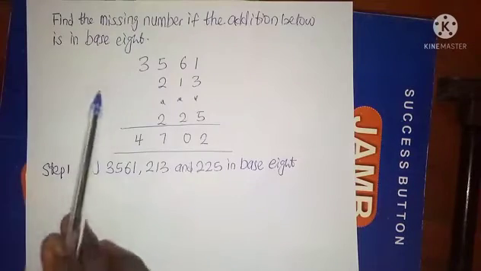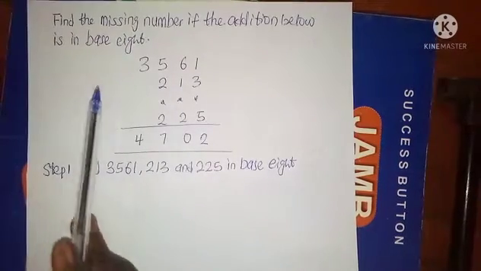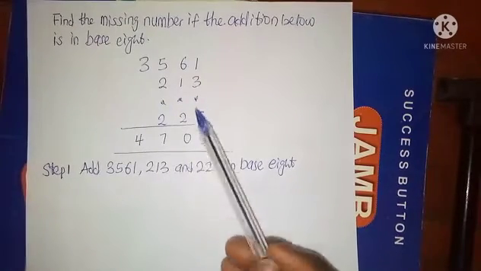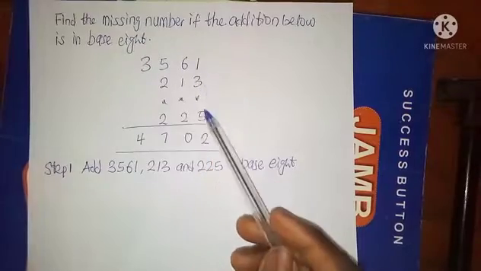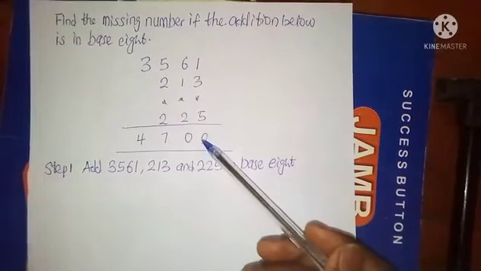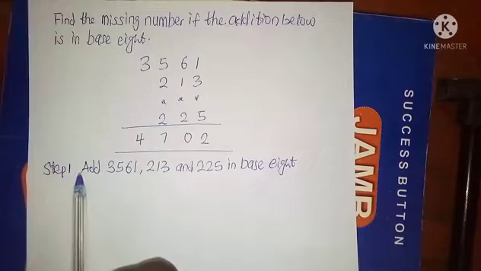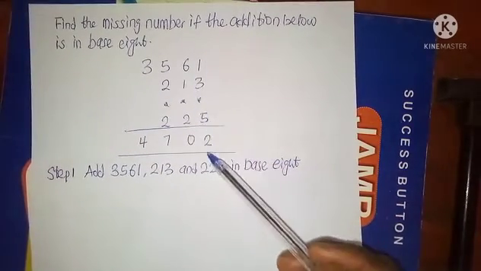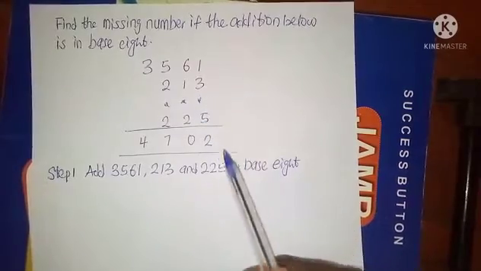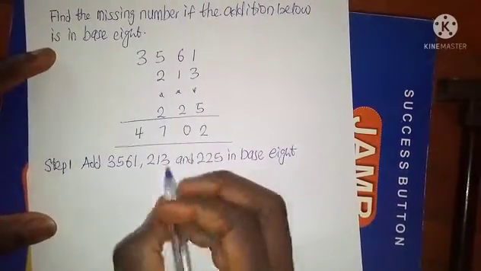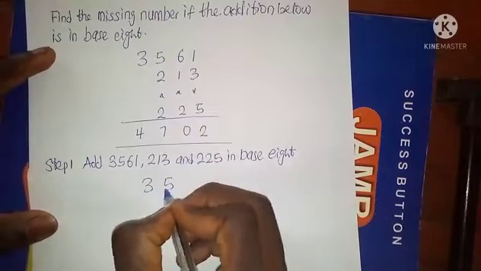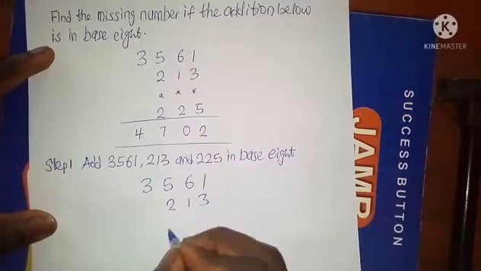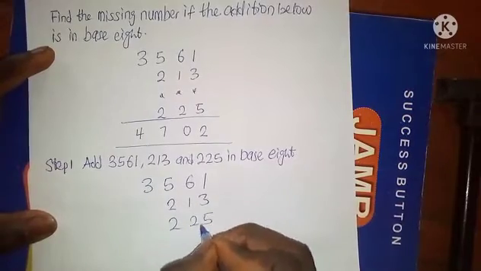That question. Find the missing number if the addition below is in base 8. So we are asked to find this number. It's very simple to handle. We have the addition, and actually 4 numbers are added together to get this. Step 1 is that we are going to add these 3 together. Then after we have gotten it, we are going to subtract it from this number. Then we are going to get this one. So let's add these 3 together in base 8: 3561, 213, 225.